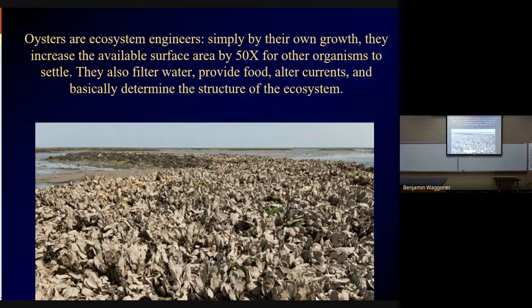They can change the current flow. Specifically, they create a lot of little pockets of very slow current down in the cracks between their shells, where delicate organisms can survive. They basically determine the whole structure of the ecosystem. They're the foundation for the whole thing. So they create the habitat that all of those little oyster drills and worms and shrimp and things like that live in.